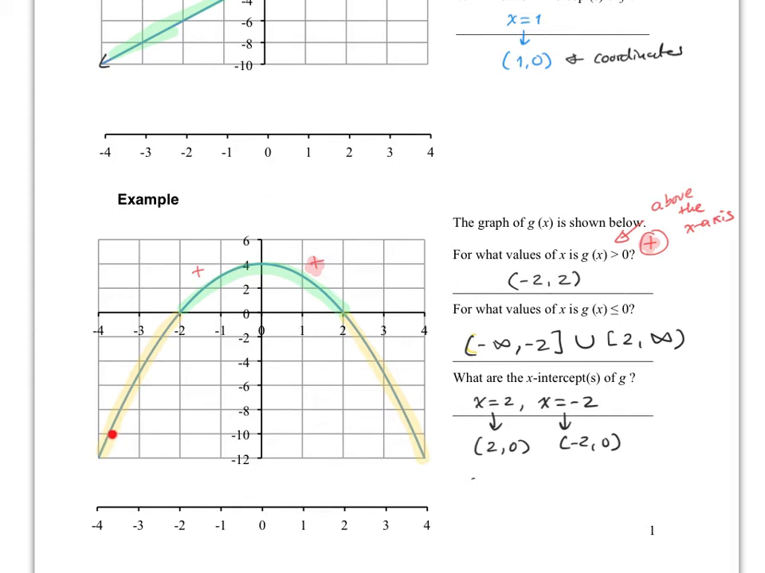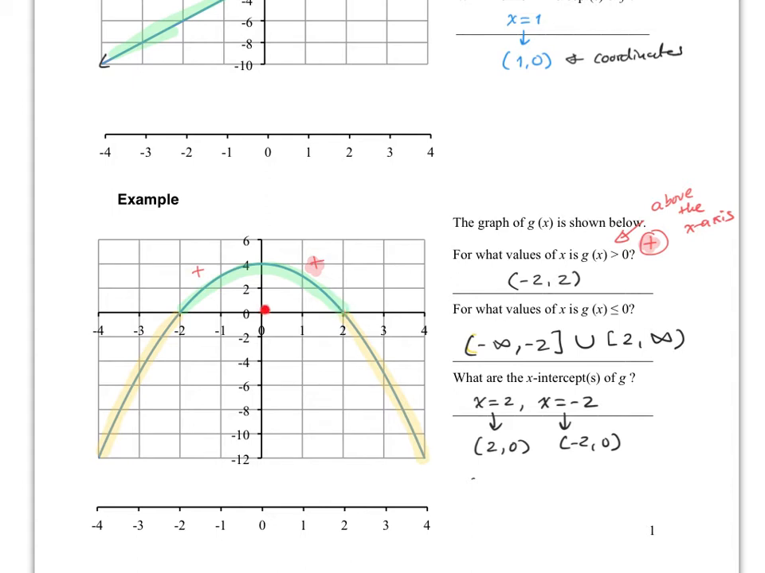Notice that this graph will be negative until it gets to 0, and then it's positive all the way until it gets to 0 again. So the key is to find the places where this equals 0, and then you're going to do something called test points.